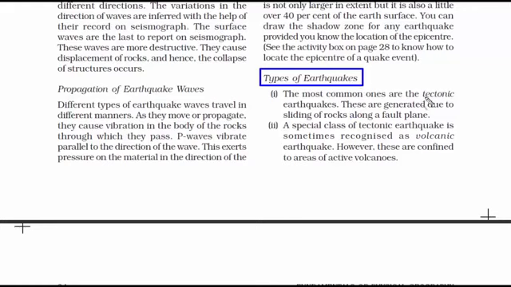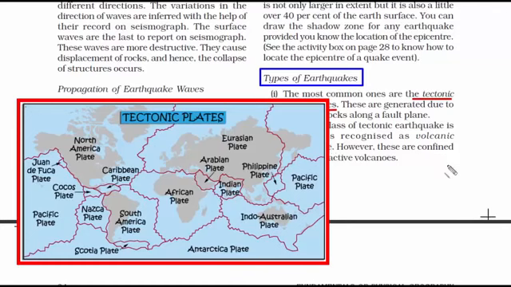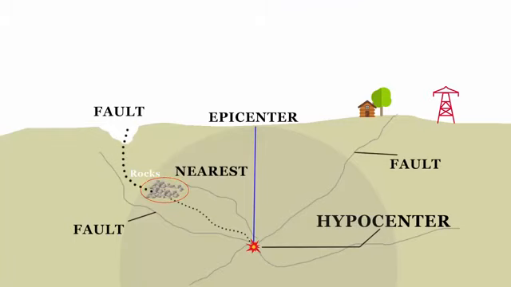The first one is a common one and is known as tectonic earthquakes. Whenever you hear the word tectonic, we are referring to the breaking of the crust part of the Earth's surface. So the breaking of the crust part is due to sliding of rocks that creates a fault, and that's what the entire tectonic earthquake is all about.